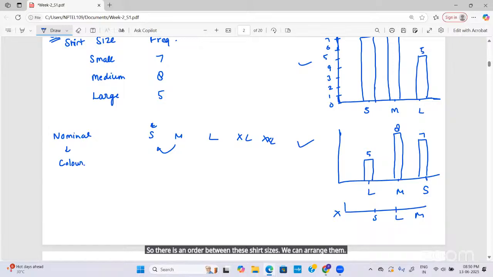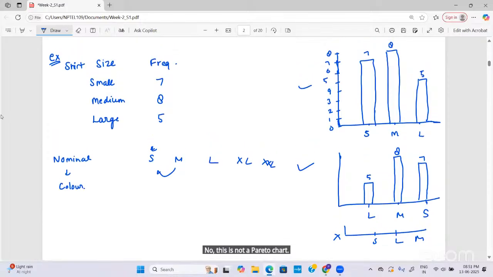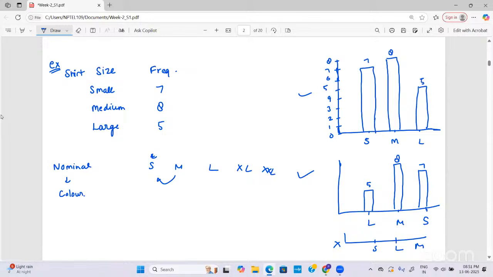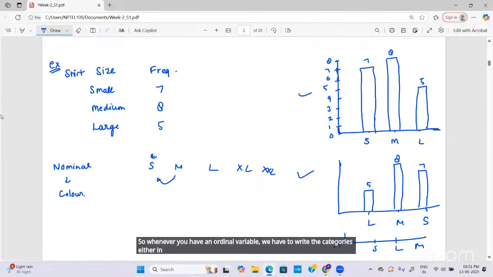Ma'am, have you written the Pareto chart here for shirt size? No, this is not a Pareto chart. See, the shirt size is an ordinal variable. So whenever you have an ordinal variable, we have to write the categories either in the ascending order or in the descending order.